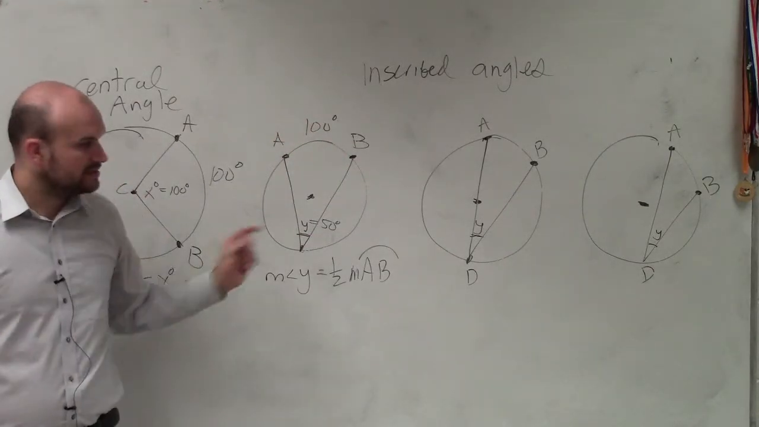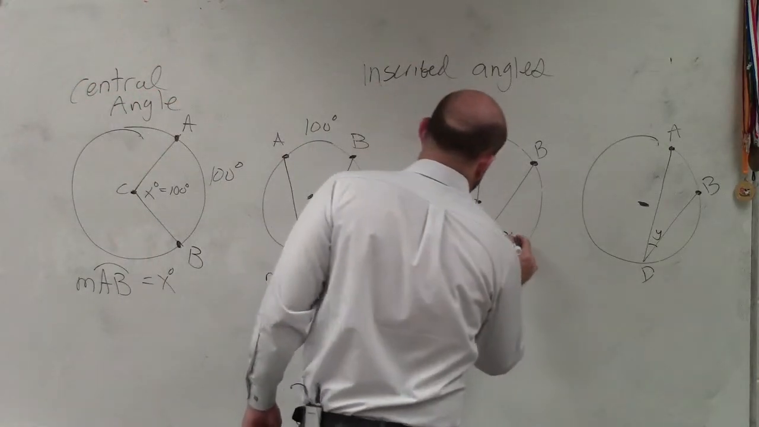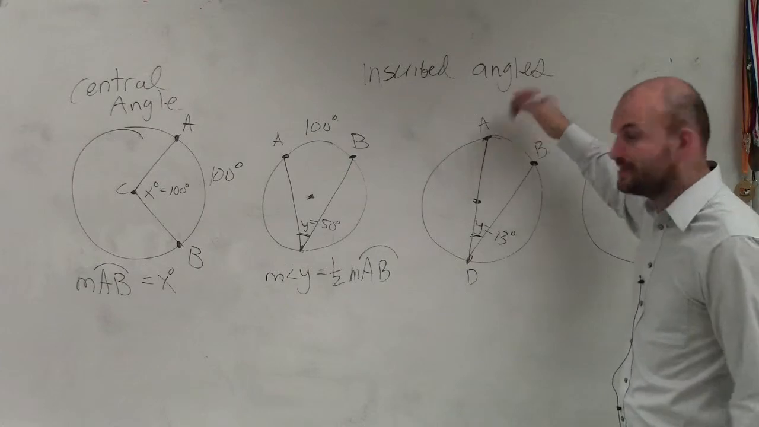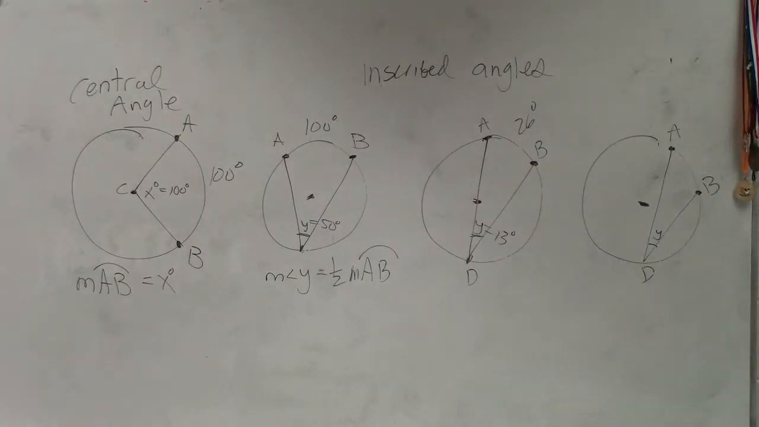OK? Does everybody see that? So then if I say this angle is 13 degrees, then the arc measure for this one would be 26. Very good. We're not solving for anything right now. I'm just going through the general definition of inscribed angles right now. Does that make sense?